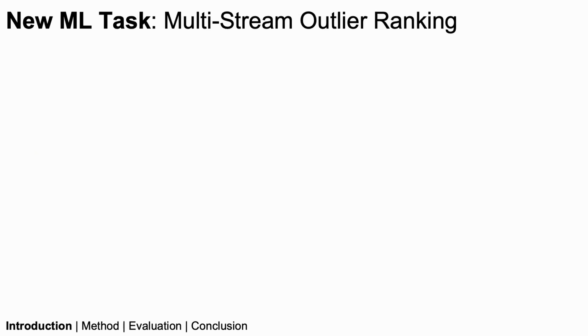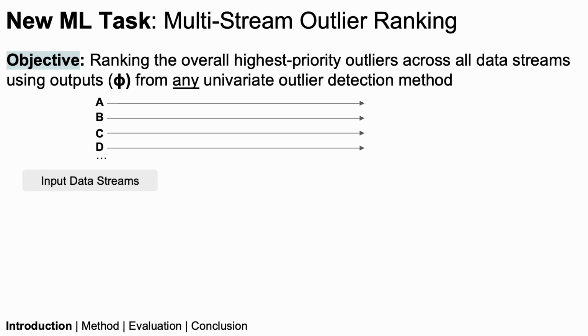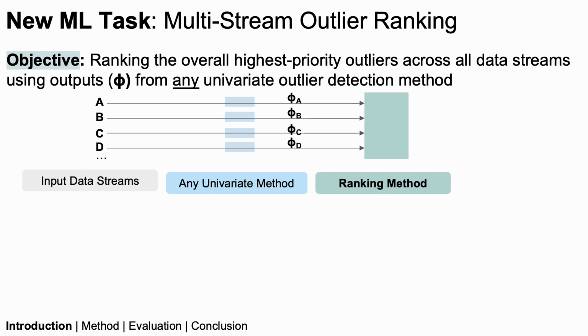This leads to a new machine learning task, which we call multi-stream outlier ranking, where the objective is to rank the overall highest priority outliers across all data streams using outputs from any univariate outlier detection method. So we have our input data streams, we have any univariate method and the resulting test statistics, and then we have the ranking method, which is supposed to produce a ranking of the outliers from these different data streams.